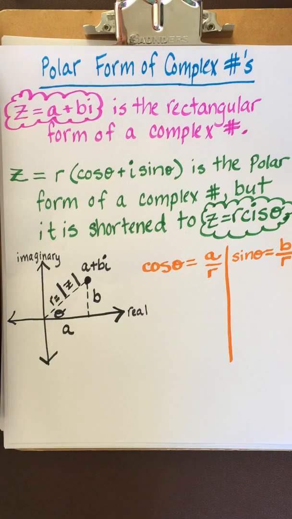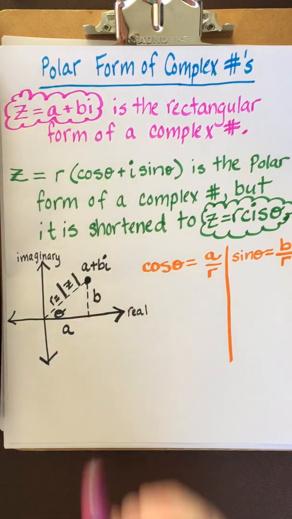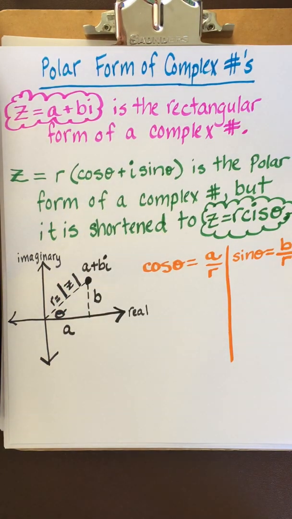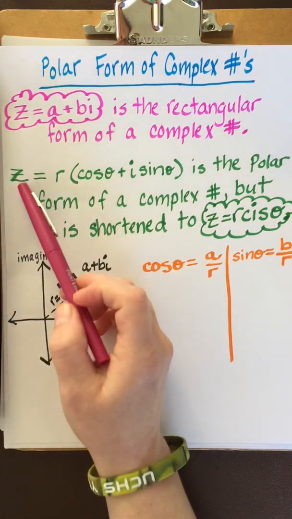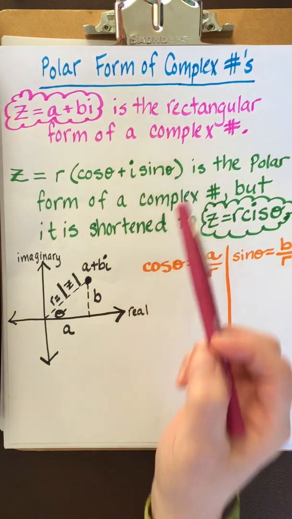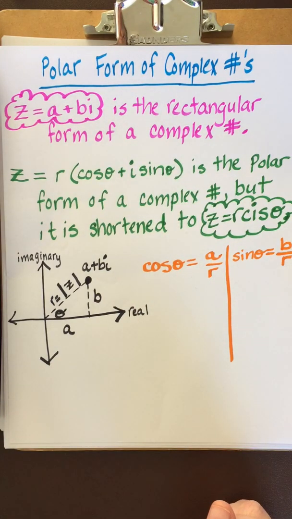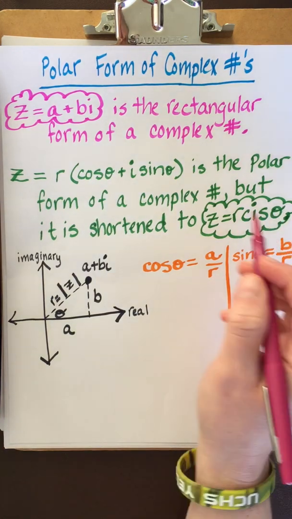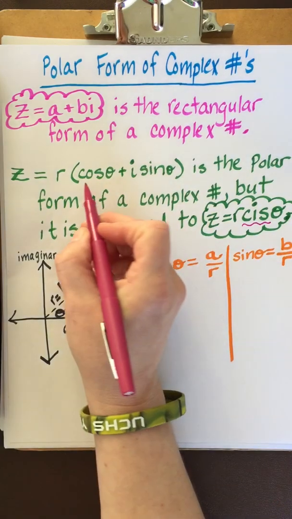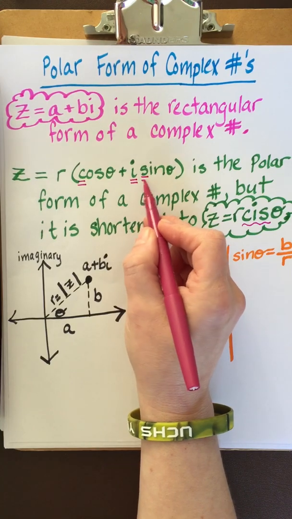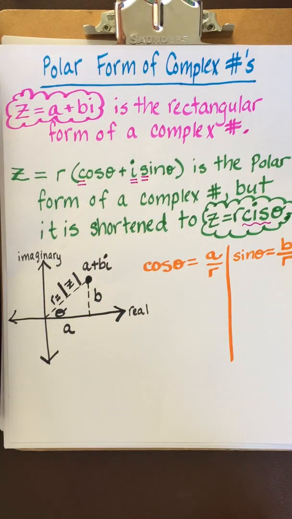Hey you guys, today we're going to talk about the polar form of complex numbers. So we know that z equals a plus bi is the rectangular form of a complex number. Well, z equals r times the cosine of theta plus i times the sine of theta is the polar form of a complex number. But we like to shorten it up to r times the cis of theta. And where this comes from is the c out of cosine, the i for the imaginary, and the s for sine. So it's a lazy math way to say something.